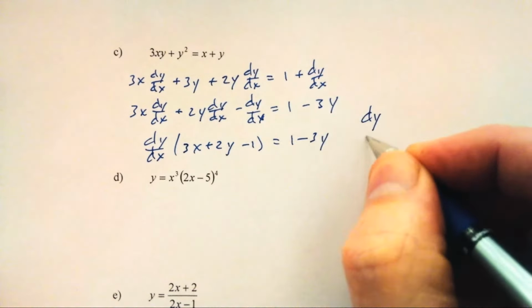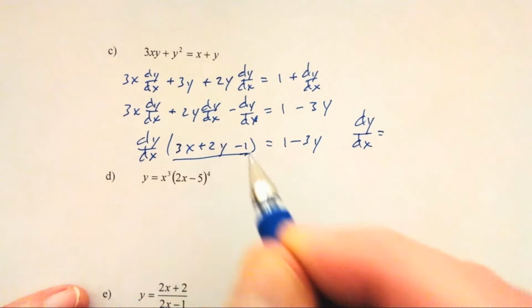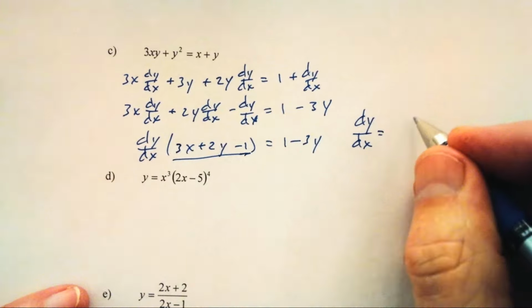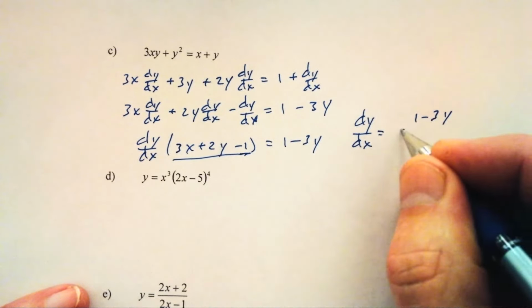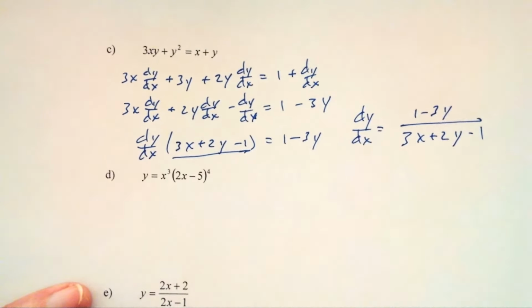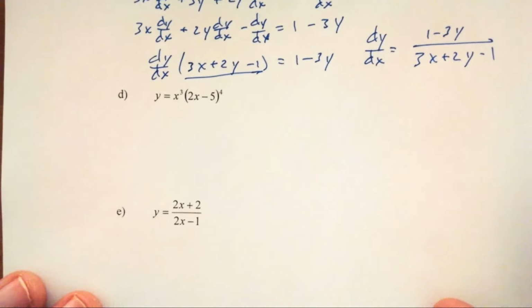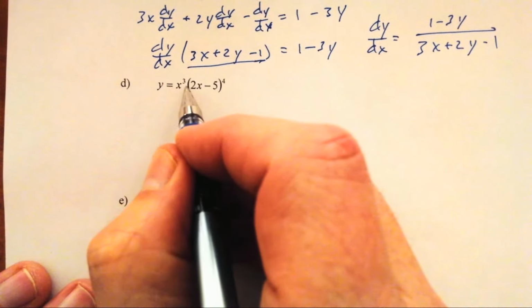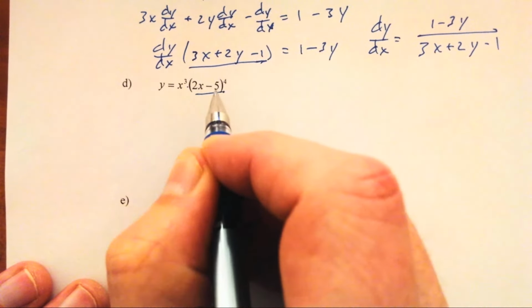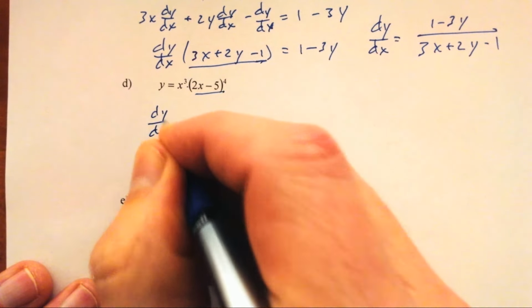So dy/dx equals, when I divide to get dy/dx alone, I get (1 minus 3y) on (3x plus 2y minus 1), and there is nothing I can factor and reduce. Done. Okay, D, product rule again, with a quotient, not a quotient rule, but a chain rule. So dy/dx may have some simplifying left here.